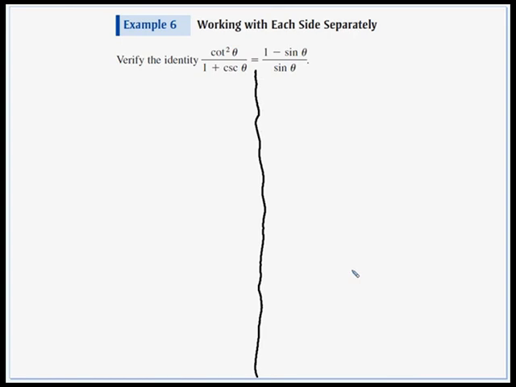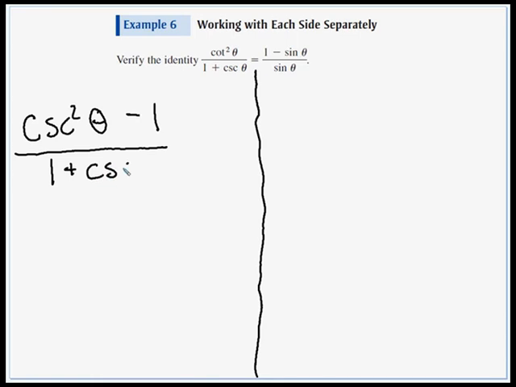So when I look at that left side, let's see what we have here. Cotan squared and 1 plus cosecant. Well, I could think about a Pythagorean identity here, but we don't have a squared in it at all. But what could I replace cotan squared with? Well, if you go to your formula sheet and maybe manipulate that around a little bit, you'll see cotan squared is the same thing as cosecant squared minus 1. And that's over 1 plus cosecant theta.